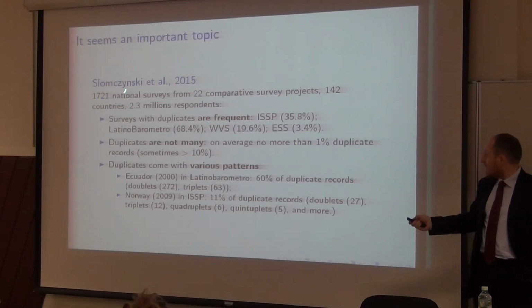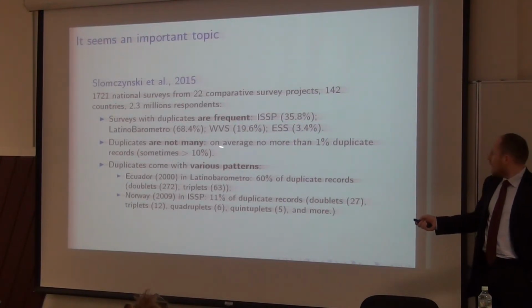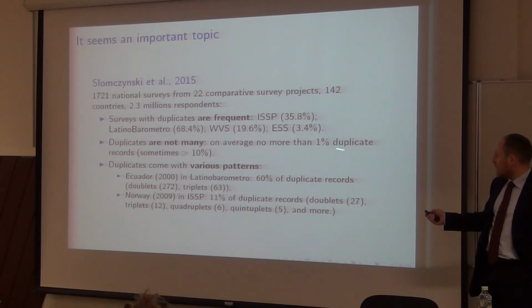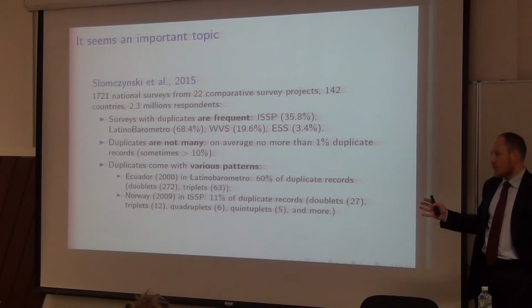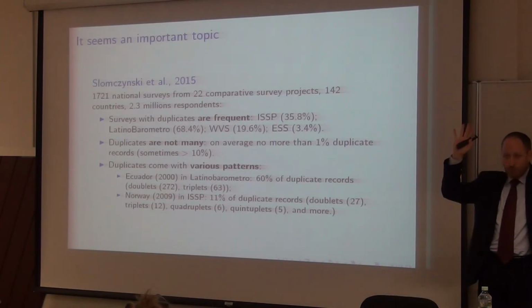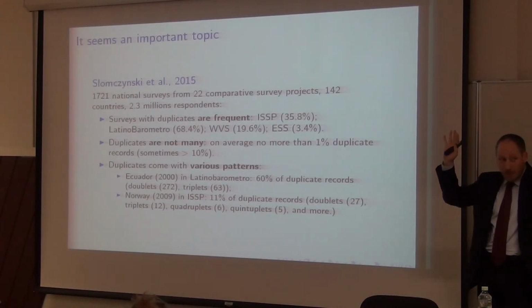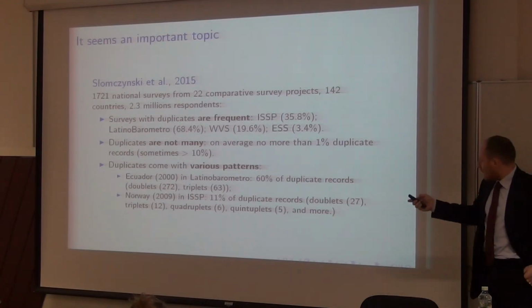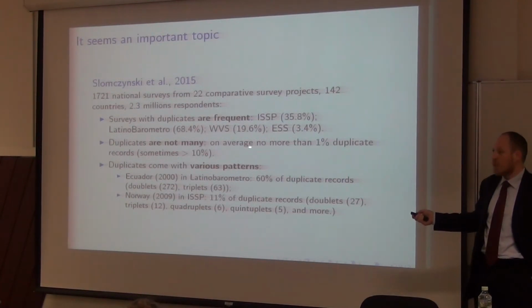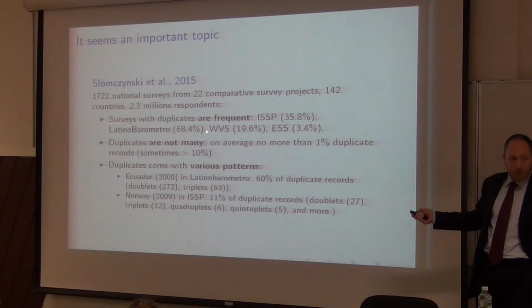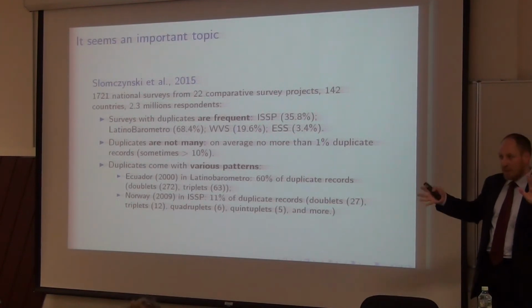Indeed, the second point that Słonczyński et al. point out is that duplicates are not many. On average, there are no more than 1% duplicate records. 1% on a survey of 1,500 observations means 6. So it's not many, but there are. But sometimes they find 10% of duplicated records in a survey. 10% on a survey of 1,500 observations is 78 observations. Okay?